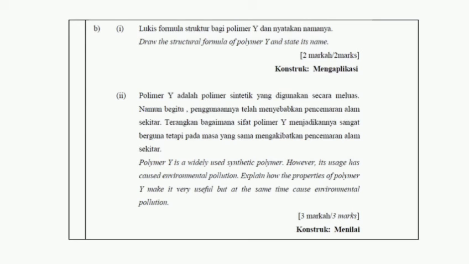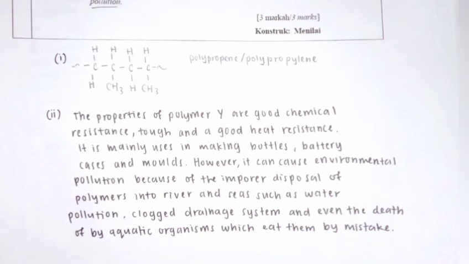B2. Polymer Y is a widely used synthetic polymer. However, its usage has caused environmental pollution. Explain how the properties of polymer Y make it very useful but at the same time cause environmental pollution. The answer is, the properties of polymer Y are good chemical resistance, tough, and good heat resistance. It is mainly used in making bottles, battery cases, and molds. However, it can cause environmental pollution because of the improper disposal of polymers into the river and seas, such as water pollution, clogged drainage system, and even the death of aquatic organisms which eat them by mistake.